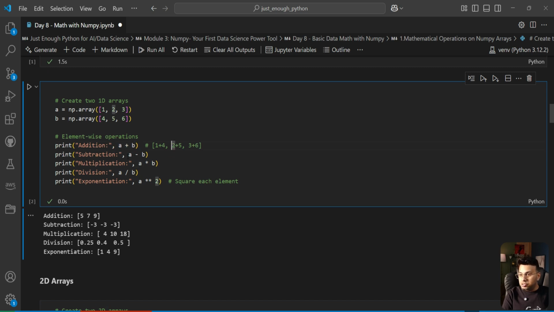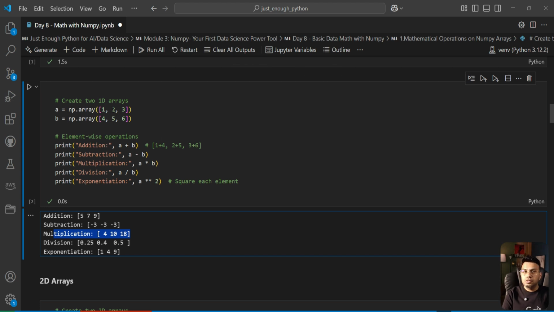The same with A minus B, we are subtracting 4, because 4 is B, from 1. So 1 minus 4 is minus 3, 2 minus 5 is also minus 3, and then 3 minus 6 is also minus 3. And that's what you are receiving here. We are subtracting element-wise. Same with multiplication, A into B. It's 1 into 4, which is 4. 2 into 5 is 10. And then 3 into 6 is 18. That's what you get here.